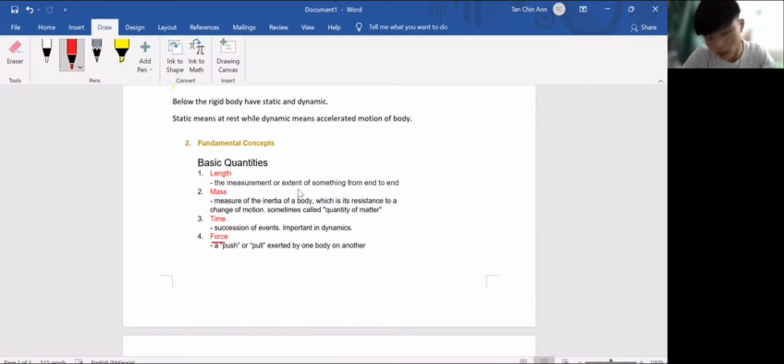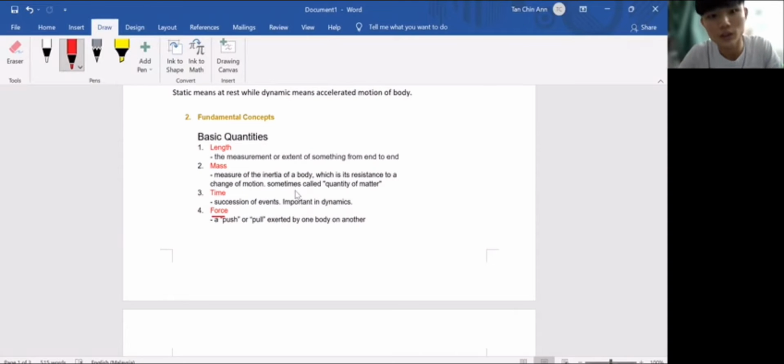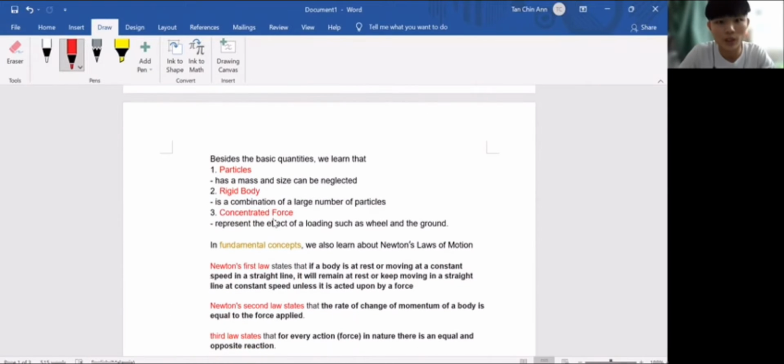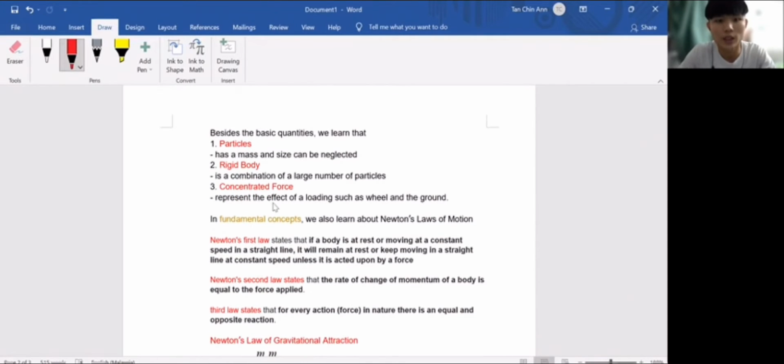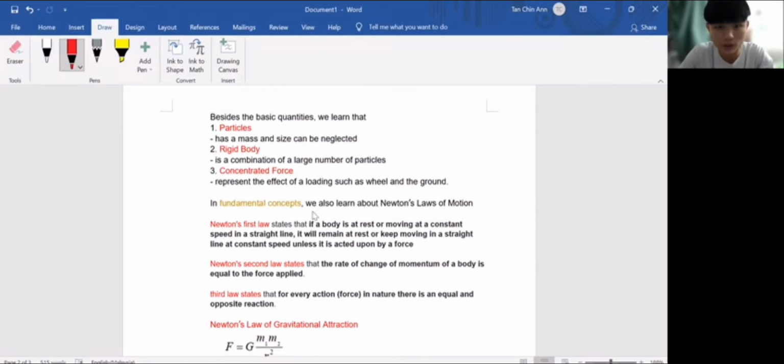The second chapter outline is fundamental concepts. In this chapter outline, we learn about basic quantities. The basic quantities are length, mass, time, and force. Besides the basic quantities, we learn the meaning of particle, rigid body, and concentrated force.